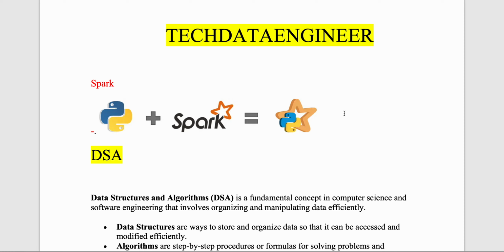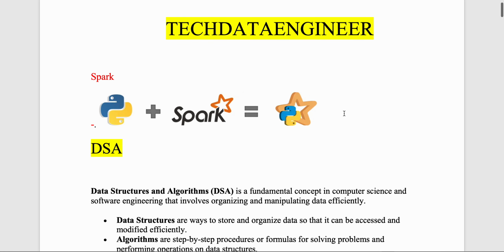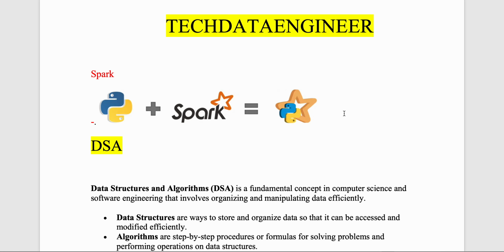So DSA stands for data structure and algorithm, and that is a fundamental concept in computer science that involves organizing and manipulating the data efficiently. Okay, so how we are organizing the data in the real world, manipulating the data, accessing the data, sorting the data, everything should be done with the help of an algorithm and by choosing the right data structure. Okay, so DSA combines two things: data structure and algorithm.